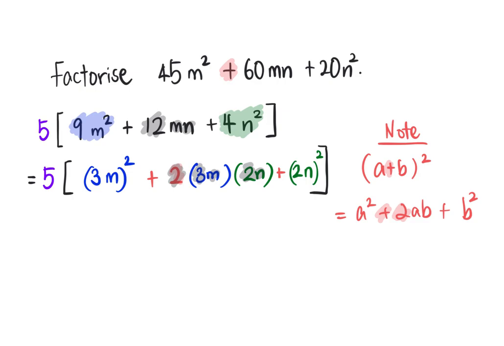And so, final answer, you would see Mr. Tan writing this down. The 5 is always outside. And there's something, bracket square with a plus. What is my A? 3m. And what is my B? 2n.